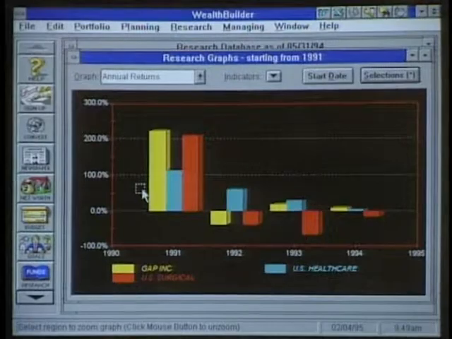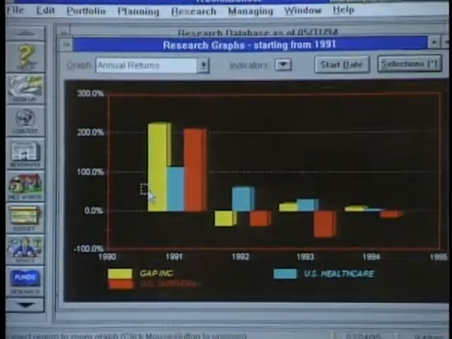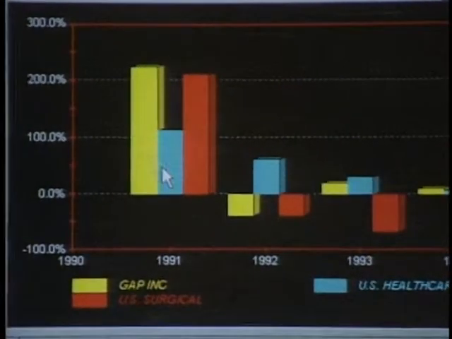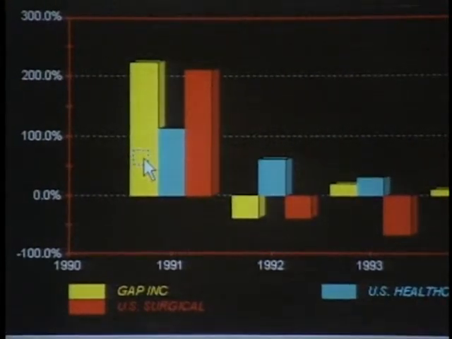Over on the left side, the big bars that you see there are the 3 stocks the computer said to buy. Yeah, and as you can see, they did well. The Gap, U.S. Surgical, and U.S. Healthcare, in order, those are the yellow bar, the blue bar, and the red bar, all went up an average of 140% for the year of 1991. It really works. That's not too bad.